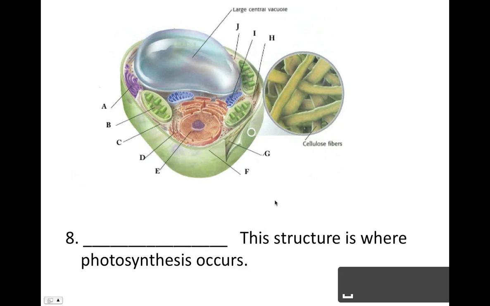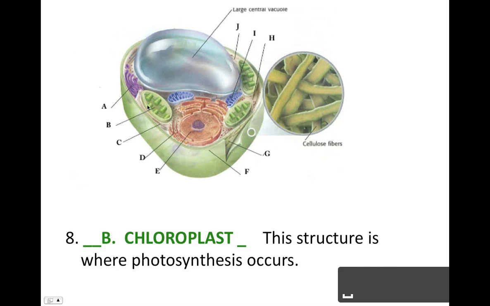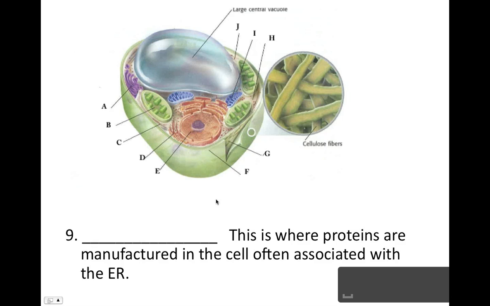Okay, this structure is where photosynthesis occurs. I think I've seen this one before. And this would again, of course, be the chloroplast. Letter B again, nice and green, like the chlorophyll.